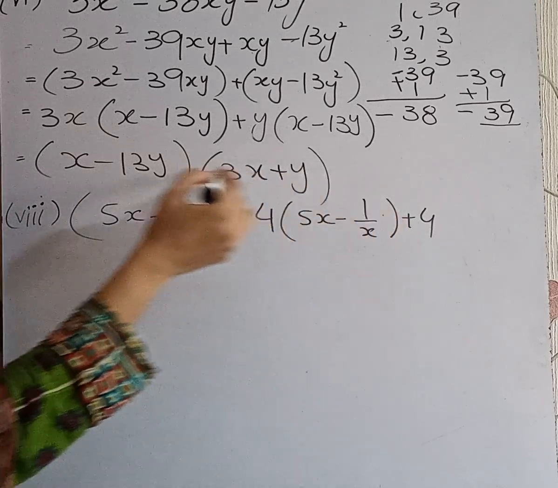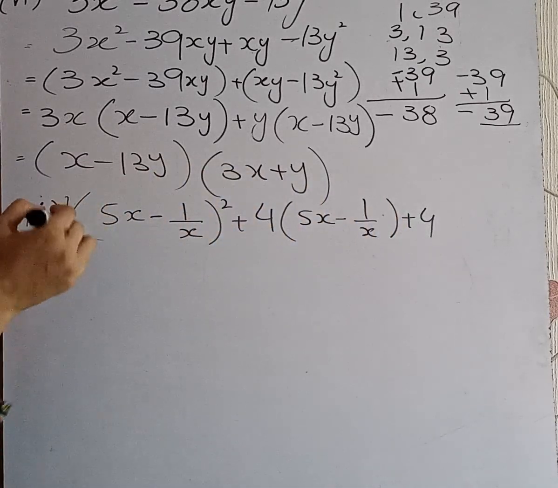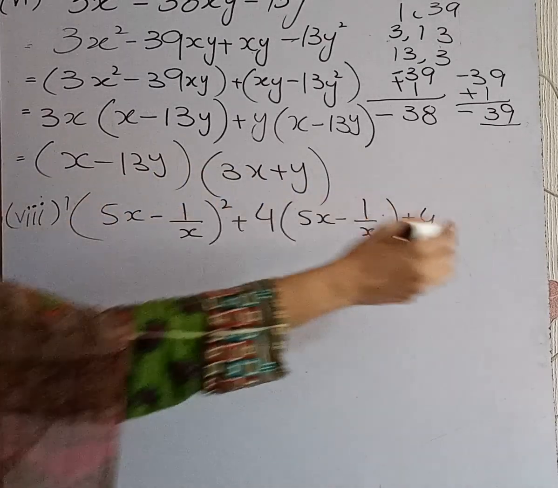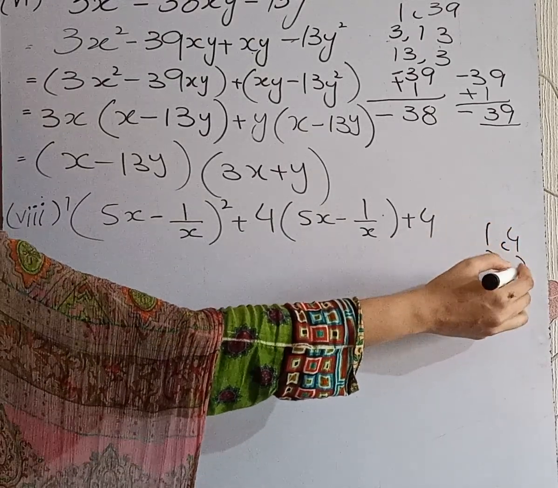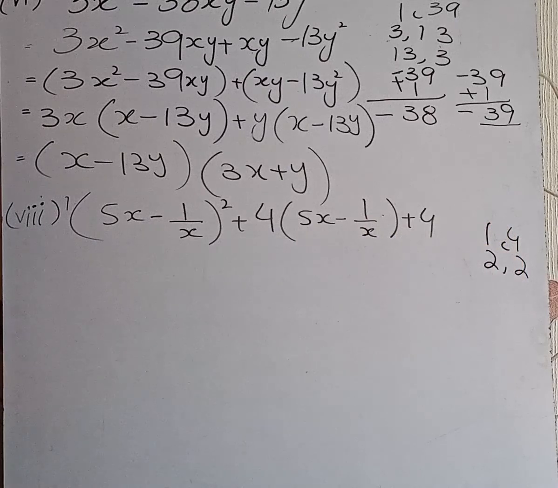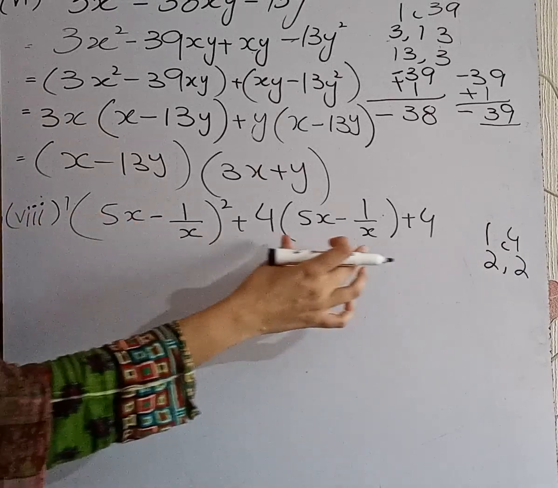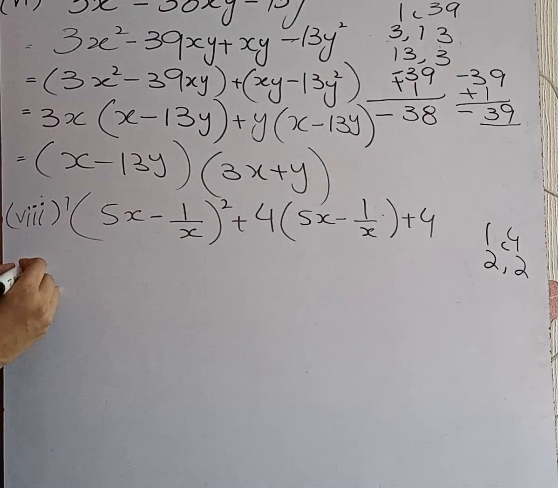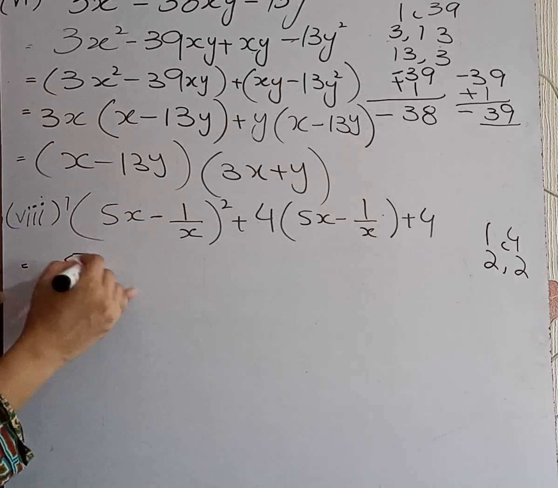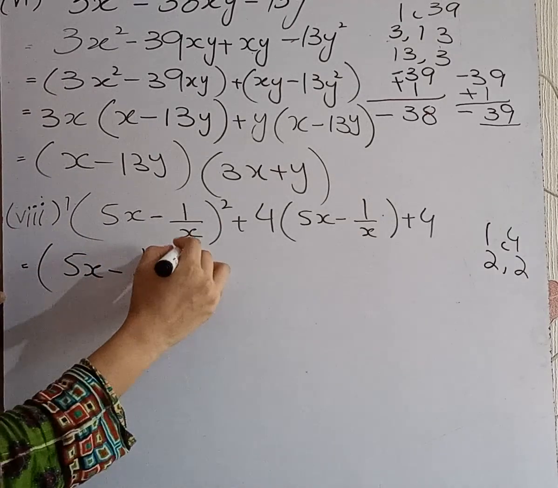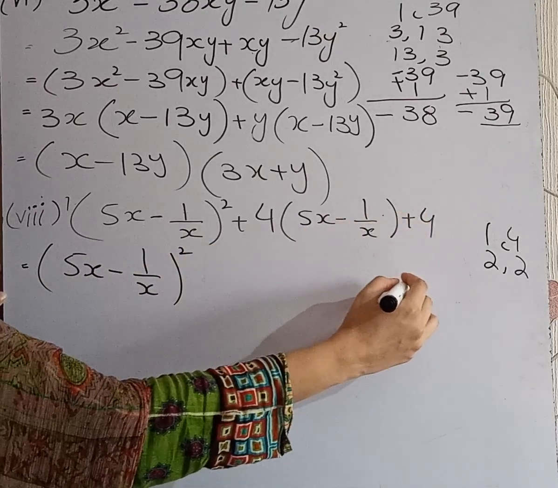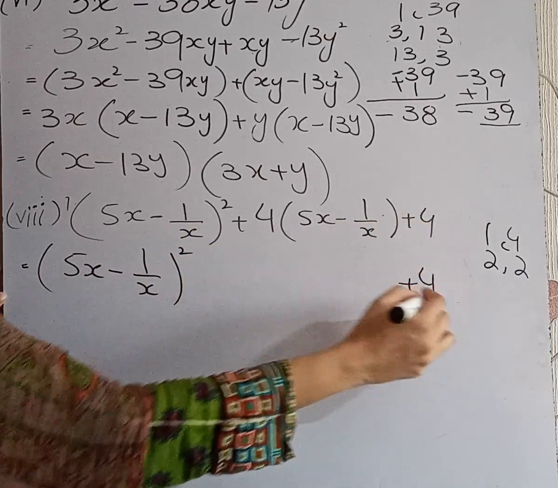4 will be multiplied by the coefficient outside, which is 1. So 4 times 1 is 4. So the pairs are 4 times 1 and 2 times 2. There are only these two pairs of 4. So whichever pair we pick, we will write in place of this middle term. The first term I will write as it is, that is (5x minus 1 over x) whole square, and the last term plus 4, I will write as it is.